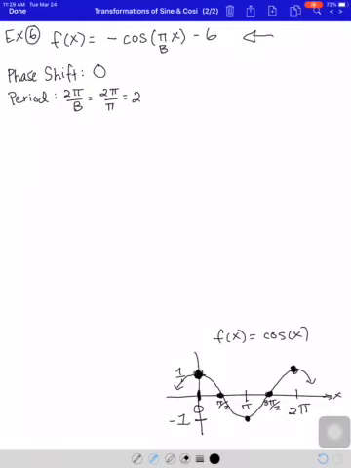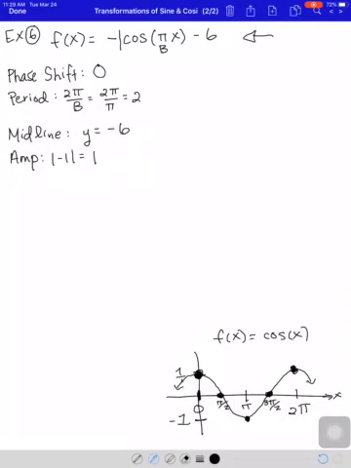Okay. Let's also identify what is our midline. So that's given to us by our vertical translation, which in this case is minus 6. So we're going to shift everything down 6 units. Our midline is the horizontal line, y equals negative 6. And then our amplitude, remember to find our amplitude, we just look at that coefficient in front of our function, so negative 1. But of course the amplitude has to be positive, so we're going to take the absolute value of negative 1, which gives us positive 1.